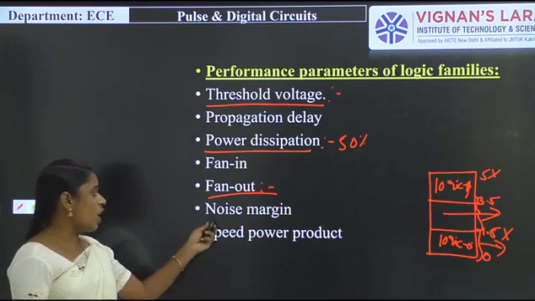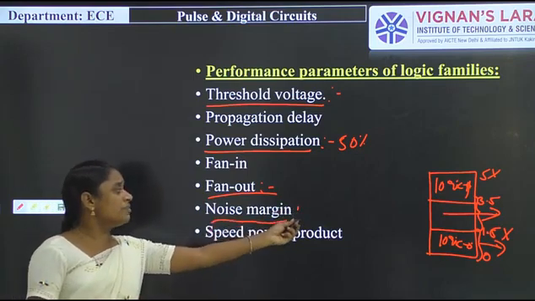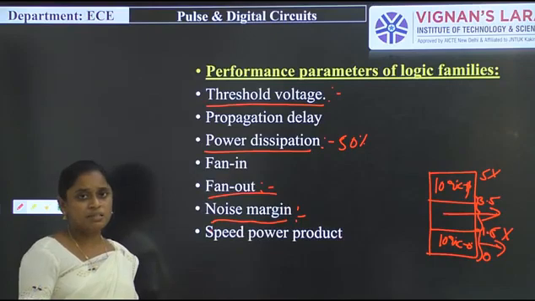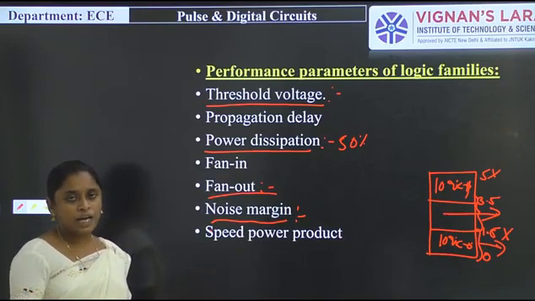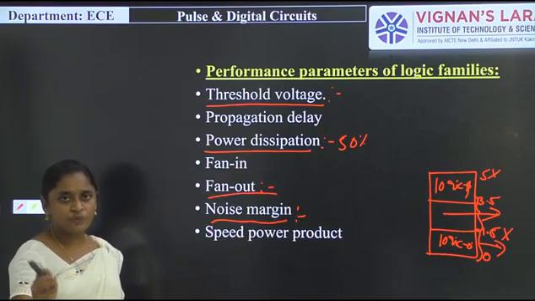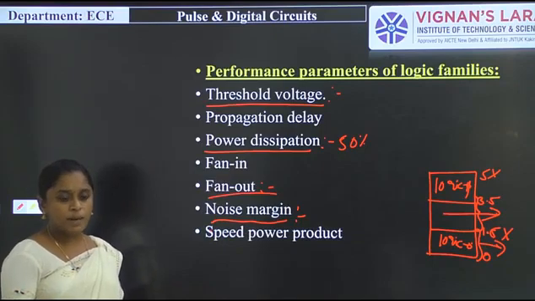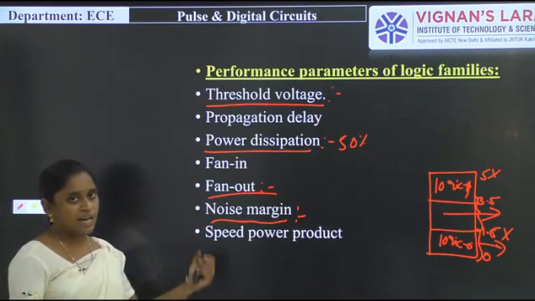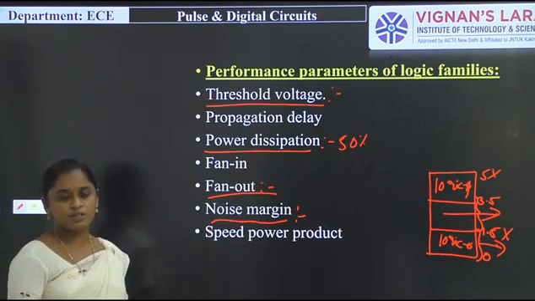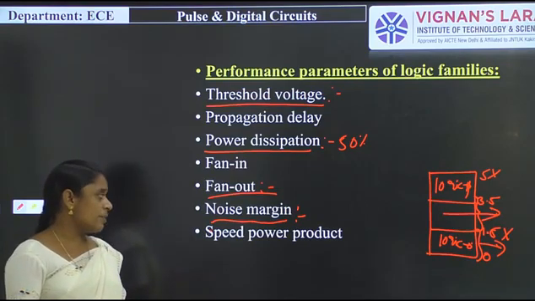And the next one is noise margin. It is the maximum noise signal that can be applied to the input side without affecting the output. So maybe I am applying a noise signal to the input, and it may not affect the output. That is the maximum noise margin of this particular circuit. So that is about the noise margin.